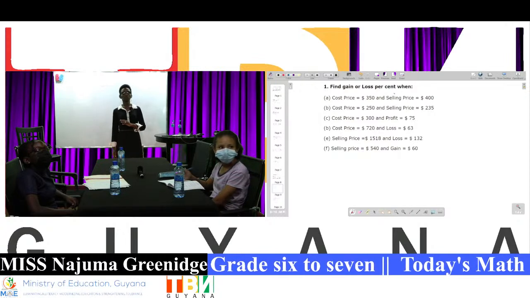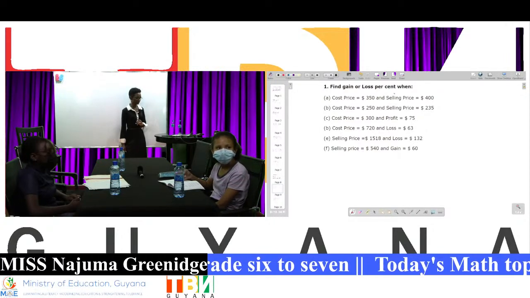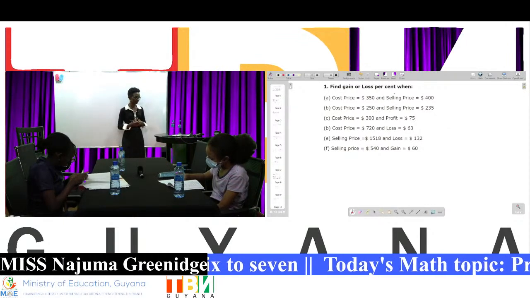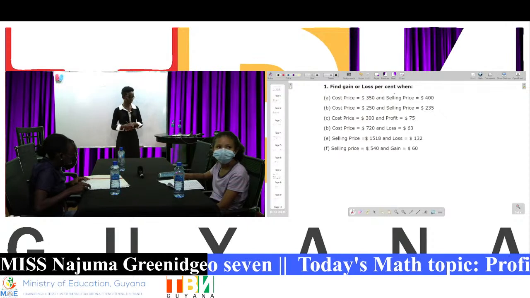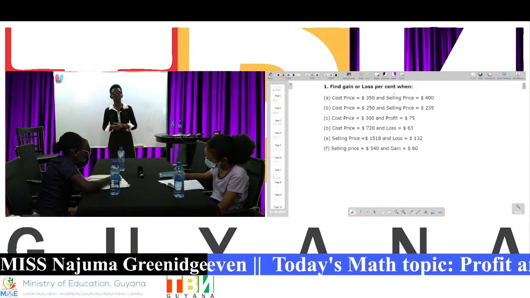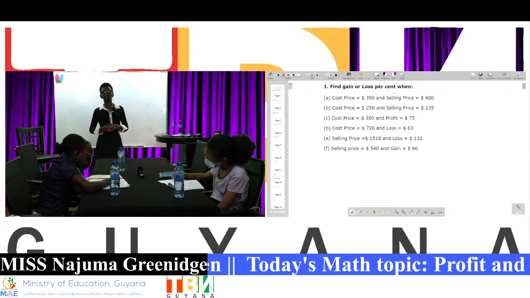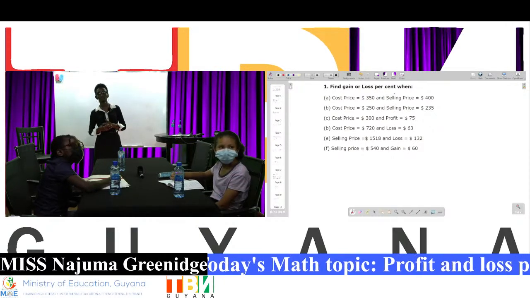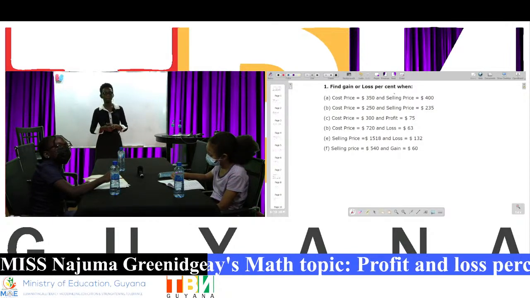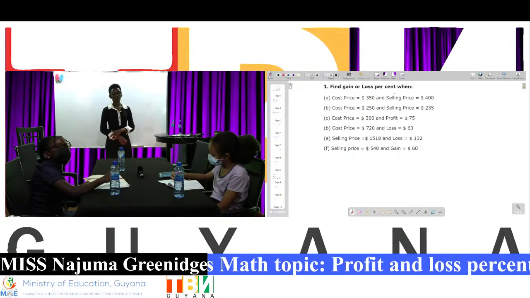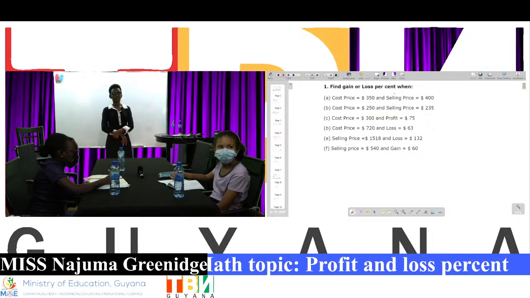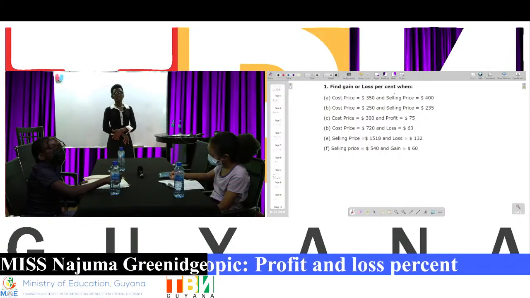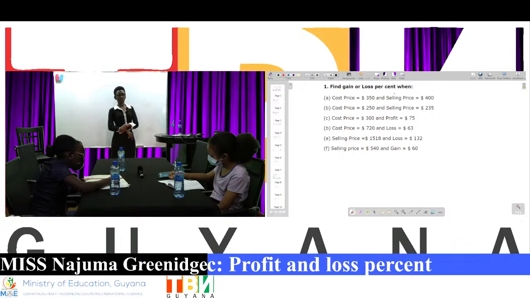So set up your algorithm so that you can find it. First of all, the cost price is $350, the selling price is $400. Did the person make a profit or a loss based on observation? Profit. Why is it profit? Because the selling price is more than the cost price. Exactly. The selling price is greater than the cost price. Great.